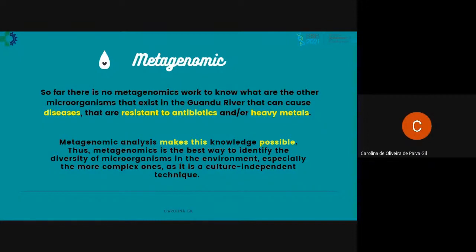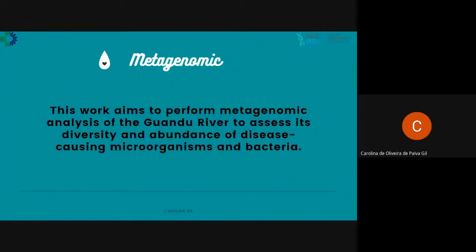Metagenomic analysis makes this knowledge possible. Thus, metagenomics is the best way to identify the diversity of microorganisms in the environment, especially the more complex ones, as it is a culture-independent technique. So this work aims at the metagenomic analysis of the Guandu River to assess its diversity and abundance of disease-causing microorganisms and bacteria.